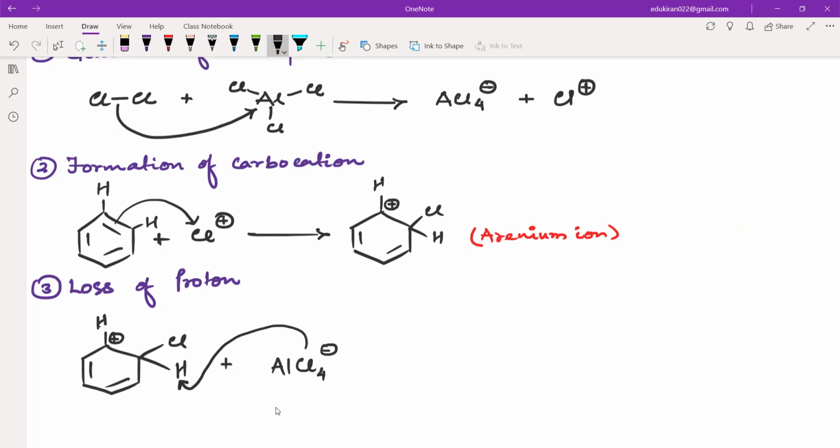It will attack on this hydrogen, so it will abstract the H plus ion. If it is abstracting the H plus ion, that means hydrogen is leaving the electrons. So hydrogen will leave the electrons and it will form a pi bond like this. And you will be getting a chlorine atom attached here. So this is chlorobenzene.